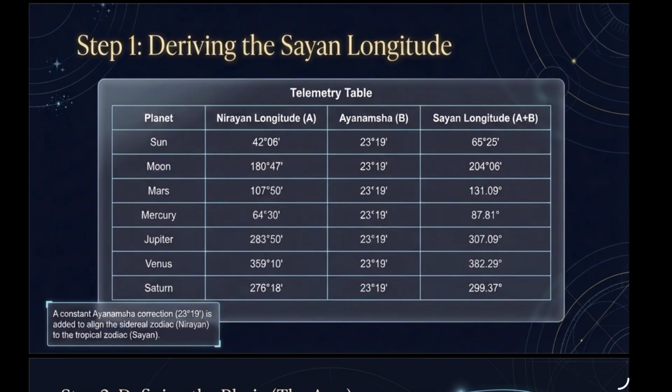Sun, Nirayana longitude, we have 42 degree 6 arc minute and so on for all the planets. Then Ayanamsha is 23 degree 19 arc minute. If we add these, we get the Sayana longitude. So 65 and 204.6 degree, 131.09, 87.81, 307.09, 382.29 and 299.37.